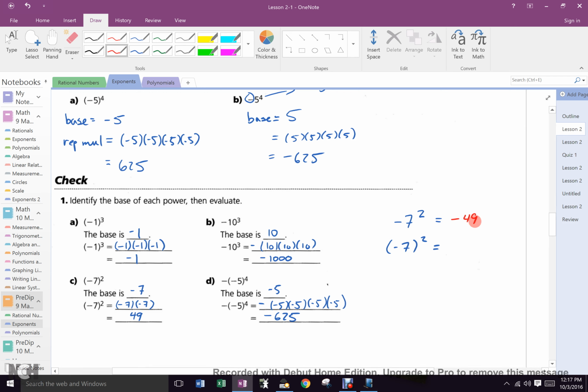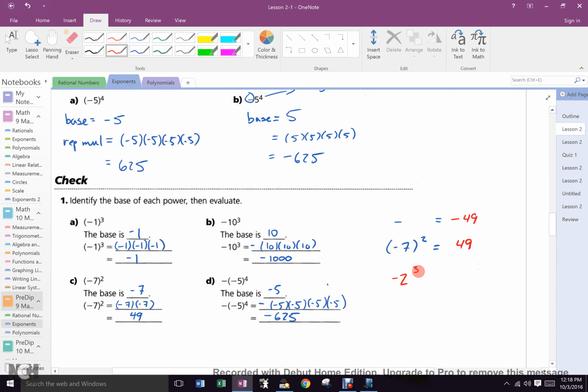-49. What? Two negatives make a positive when you multiply them together. No, because that is not what is happening here. What is the base here? 7. So it's only the 7 that repeats. The negative doesn't. What is the base here? -7. So the negative repeats. So it's negative times a negative, so this one is positive.